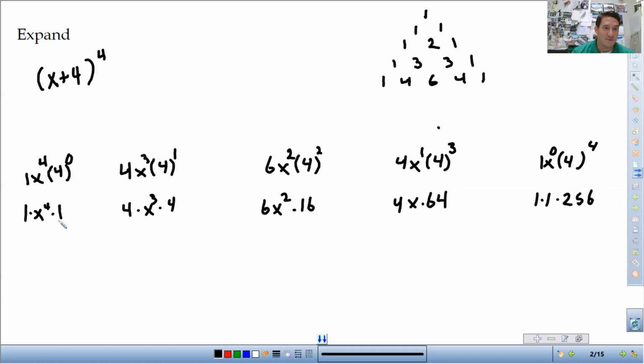So now I need to multiply all these out. Let me back up a second. I'm just going to multiply here. 1 times 1 is 1 times x to the fourth. That's just going to be x to the fourth. You can put a 1 in front of it if it makes you feel better, but it's not necessary.